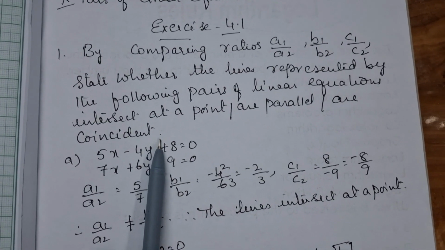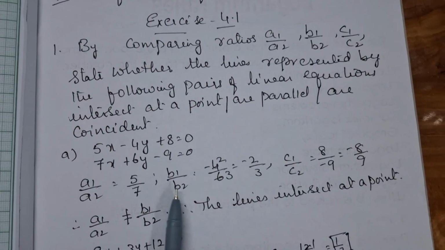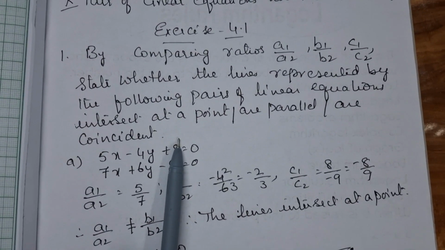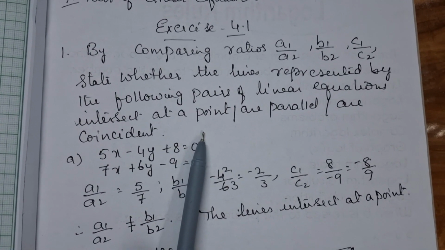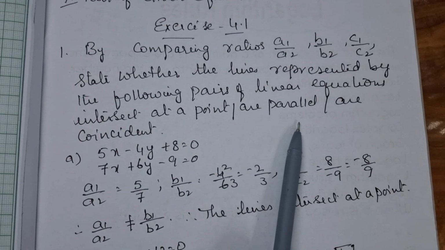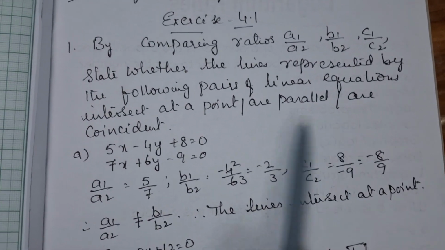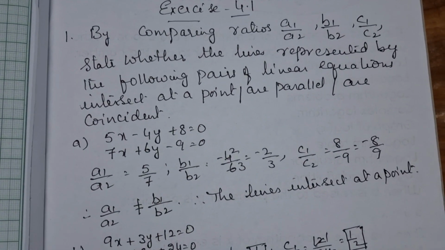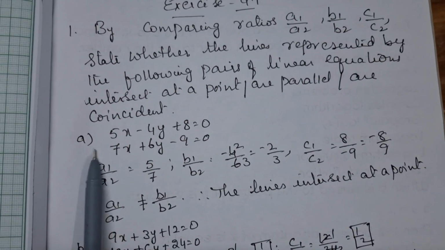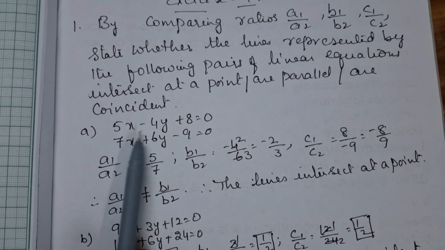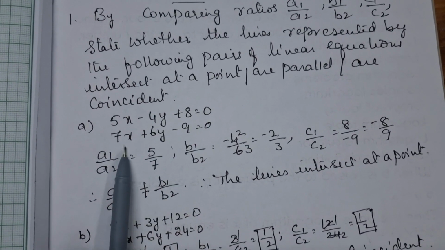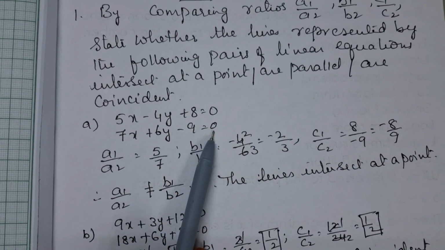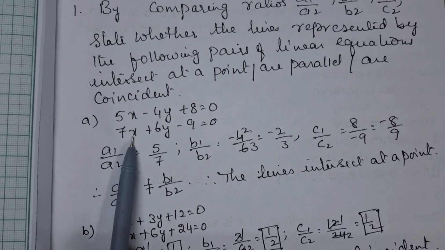Now based on those formulae we are going to learn whether the two lines are intersecting at a point, or they don't have any solutions so they are parallel, or they have many solutions so they are coincident. So first one, 5x minus 4y plus 8 is equal to 0, and 7x plus 6y minus 9 is equal to 0. These are the two equations given.